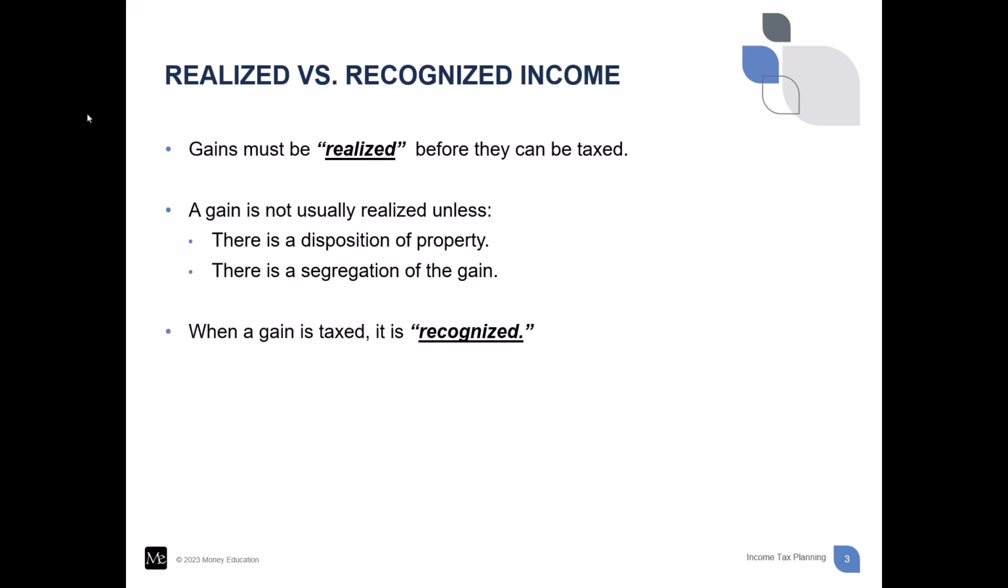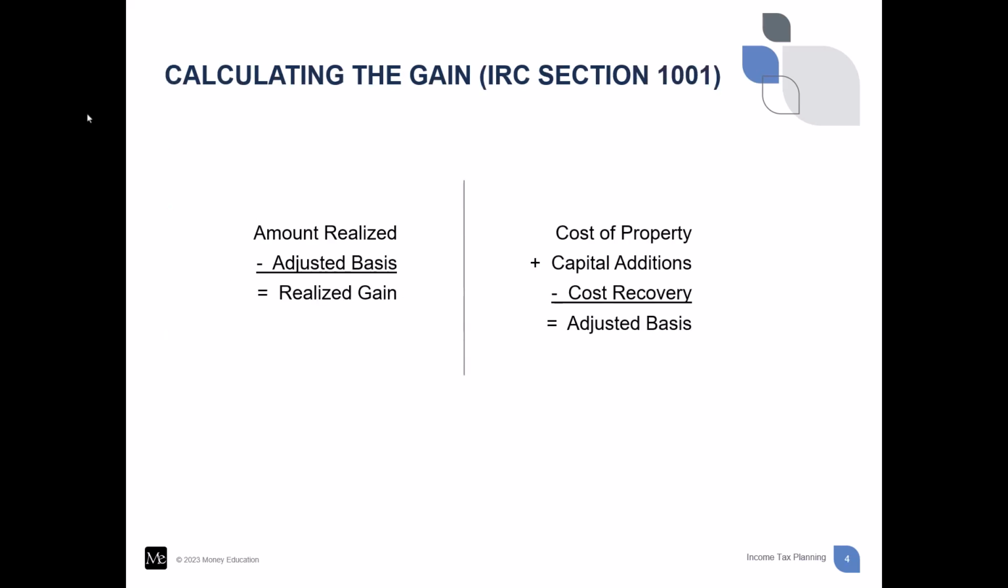So there are different types of gains: recognized income and realized income. You must make sure you understand the definition of these. Gains must be realized before they can be taxed. A gain is not usually realized unless there's a property disposition or a segregation of the gain. When a gain is taxed, it is recognized. So you could have realized income, right? And there might not be recognized income. So we'll talk about 1031 as well.